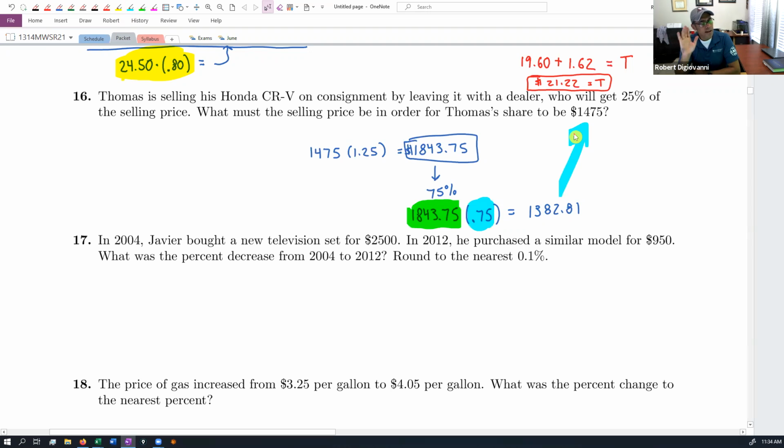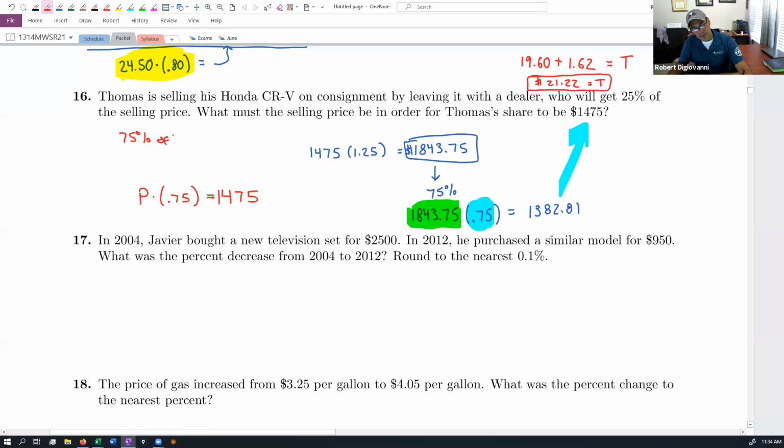So back it up for a second. We want to know what the selling price is, right? We want to know what that is. But what we know is that Thomas only sees 75% of it, right? So we want to take that selling price and see what would happen if we multiply it by 0.75. That should be equal to how much we want him to make. So 75% of the selling price is Thomas's share, right? I'm going to write that down.